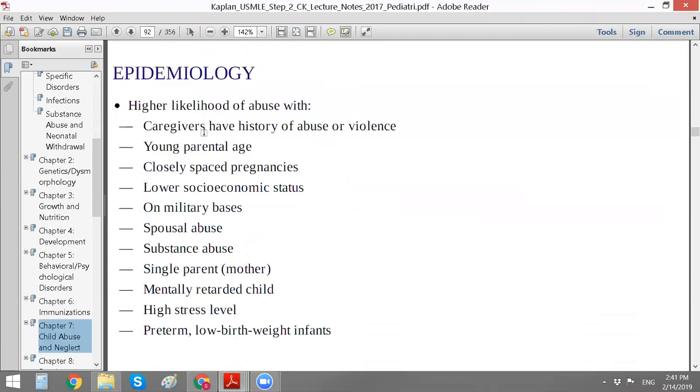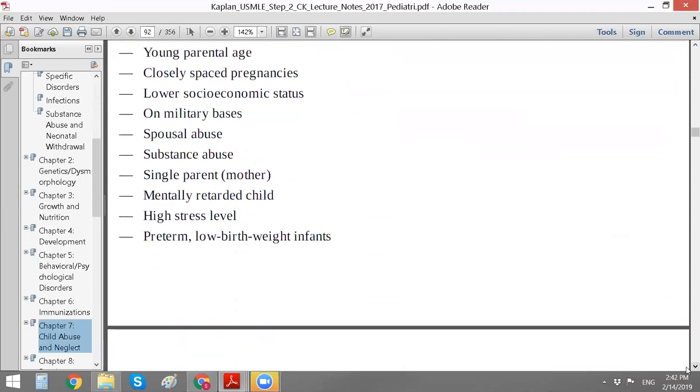Epidemiology: caregivers have a history of abuse, young parents and lower socioeconomic status, closely spaced pregnancy, military bases, spousal abuse, substance abuse, single parent, teenagers, even mentally retarded children, high level of stress, and preterm low birth weight infants.